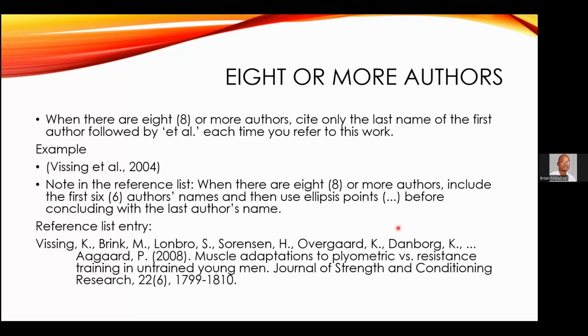So we do not list all, you list the first 6, then you put these ellipsis points, then you capture the last author, just as shown in this example of the journal whose title is Muscle Adaptations to Plyometric versus Resistance Training in Untrained Young Men. Okay, so Journal of Strength and Conditioning Research, volume 22, issue 6, and pages 1799 to 1810.